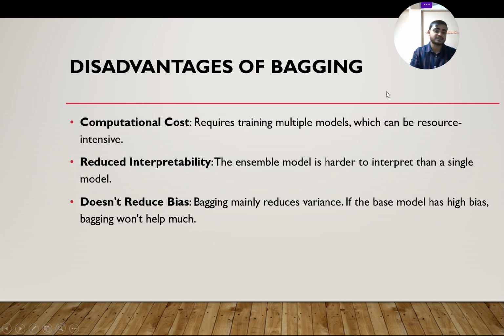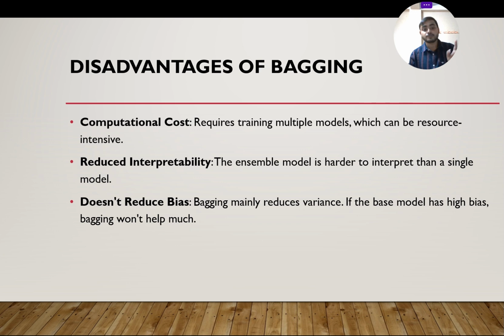Next, what is the disadvantage of bagging, right? The computational cost: it requires training multiple models. There are three models; you can use five models, you can use 10, 11 models, right? In that case, it's very obvious that it will take some computational cost. It will take some time to get the result, right?